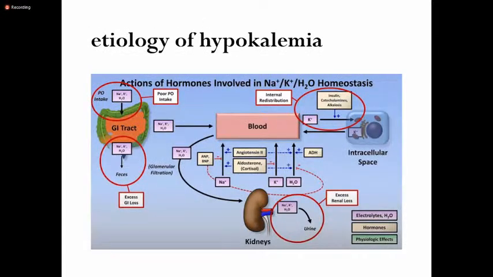And again, the same diagram appears, meaning you should all be conversant with the several hormones that we've talked about. So when it comes to hypokalemia, you can either have reduced intake or increased GI loss, or you can have internal redistribution. The role of insulin, catecholamines and also alkalosis can cause a shift in the potassium. And finally, you can have excessive renal loss.